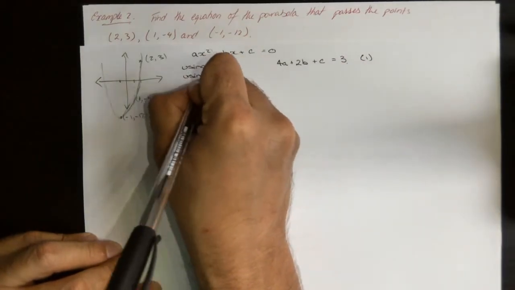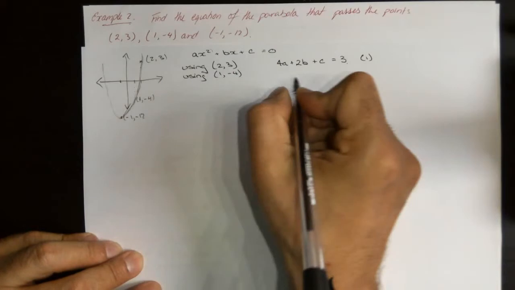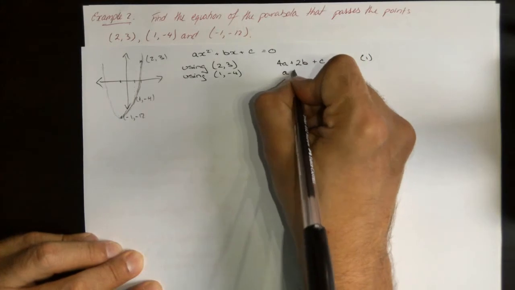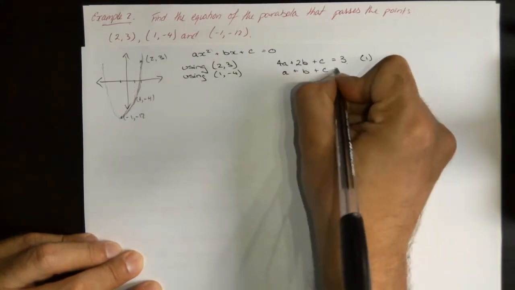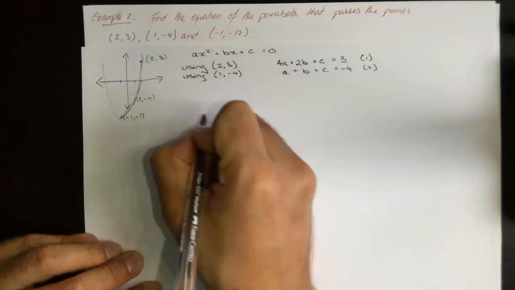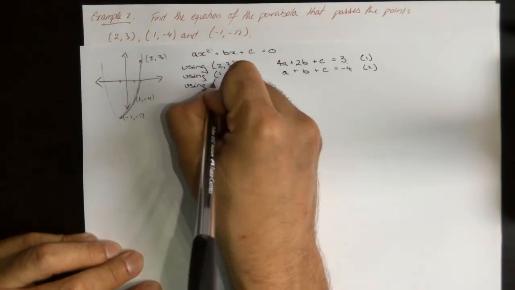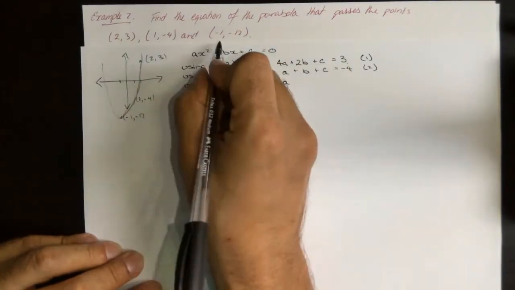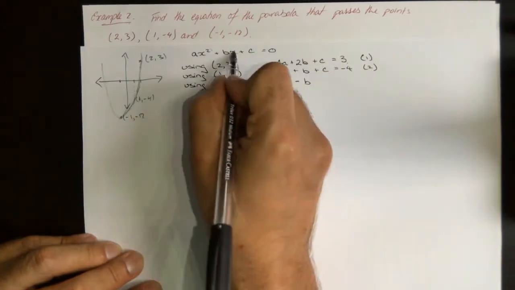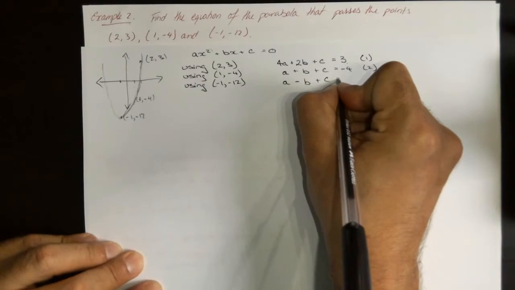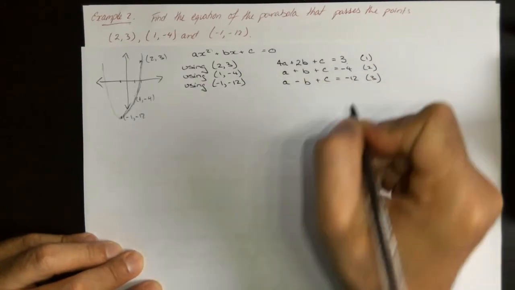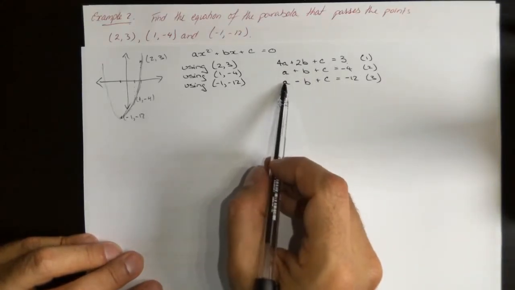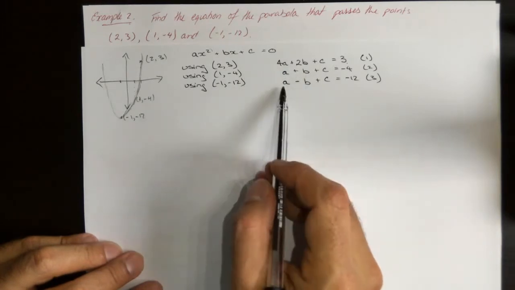So using the next point, 1 squared is 1, so that just becomes a plus b plus c equals -4. And let's do the third one. So (-1, -12). -1 squared becomes 1. But that becomes minus b because that's -1. So minus b plus c, and that's equal to -12. So now I have 3 equations with 3 unknowns. And so what I want to do is try to solve this simultaneously.